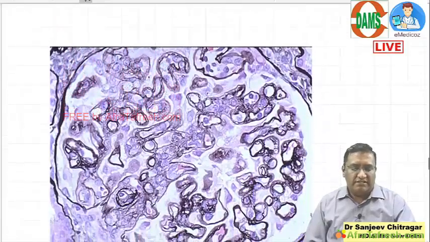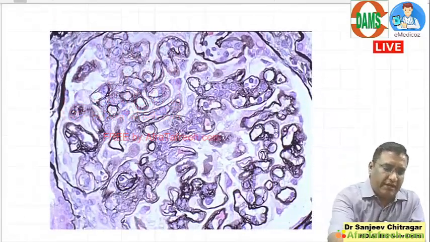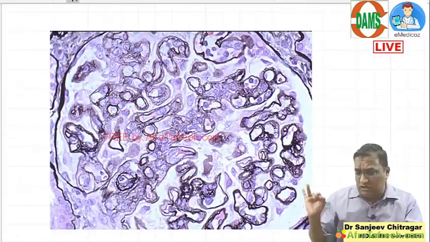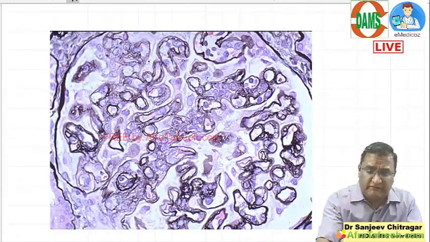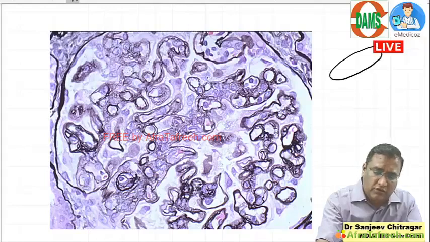Now look at this. This is your tram track appearance. How do I identify a tram track appearance? They will be giving you a silver stain like this. This is a silver stain. Basement membrane will appear black. And look at the capillary loops.